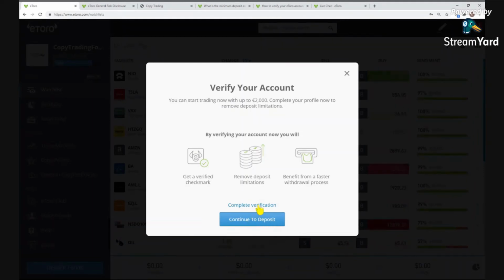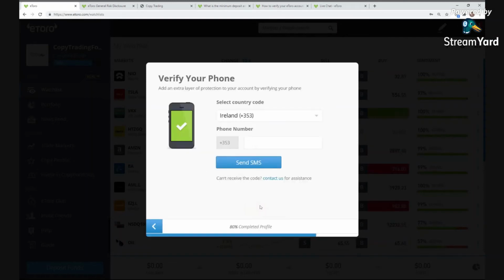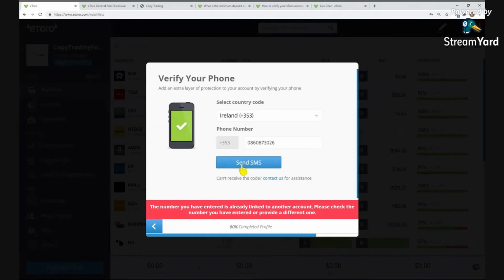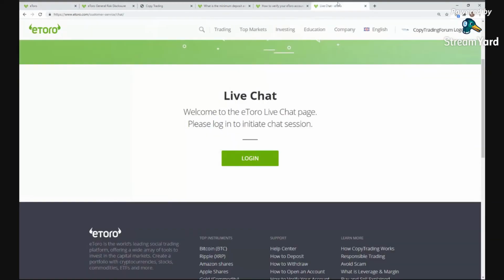So I click on complete verification. Here I have to put in my phone number, but this is my second account. You just put in your phone number and send the text. It says the number has already been linked to another account. So what I'm going to have to do here is contact eToro. You won't have to do this the first time to link your phone number. So I'm going to do that straight away.